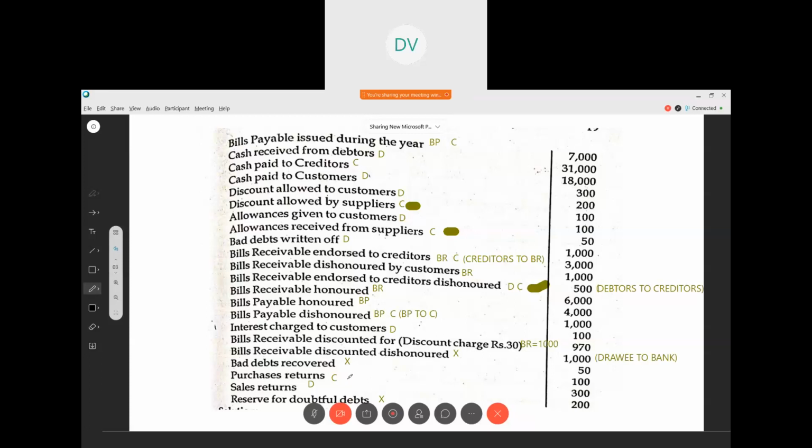Purchases returns. Purchases returns means what? We are purchasing from our supplier and we are returning it. So it is related to creditors. Sales return. We sold the goods and goods got returned. So it's related to debtors account. Reserve for doubtful debts. Even this appears in the profit and loss account. It will not come here.